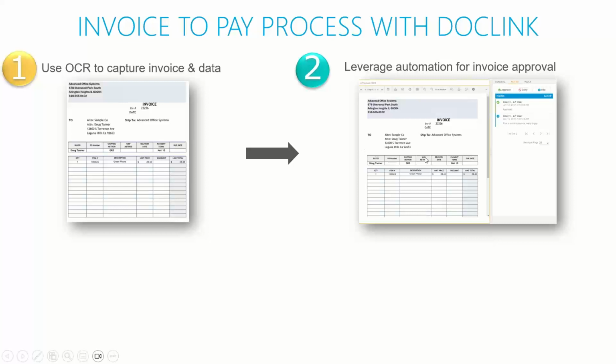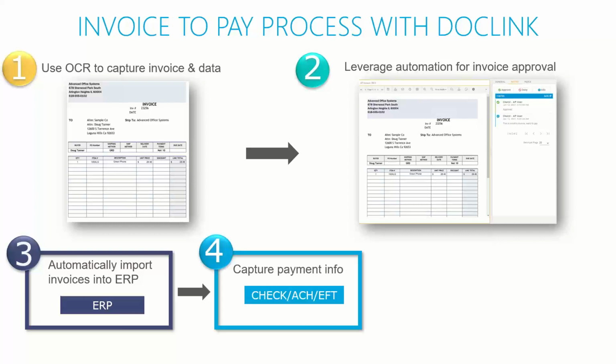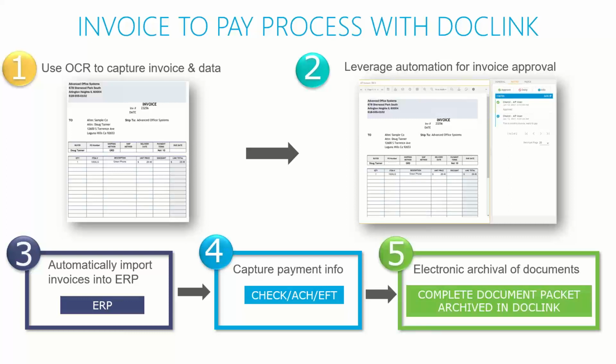So now I can route that to the appropriate person for approval. At that point, it could be imported into the ERP once the approval's been made. If I wanted to make a payment and capture that payment and keep a copy of that check stub, I no longer have to do that. As soon as that check gets sent out, we're going to take an image of it and store it within DocLink. Now, I have everything archived into DocLink.